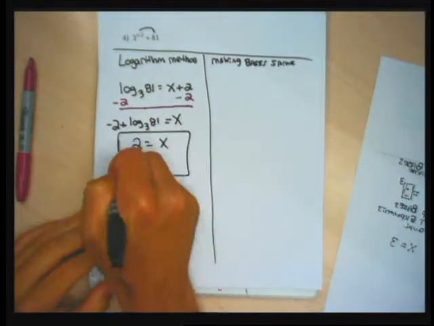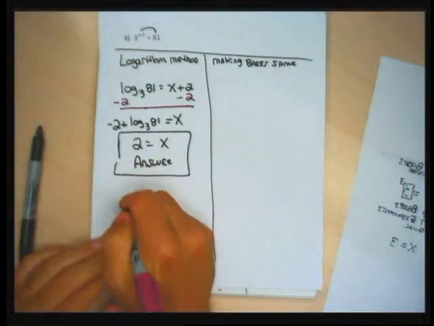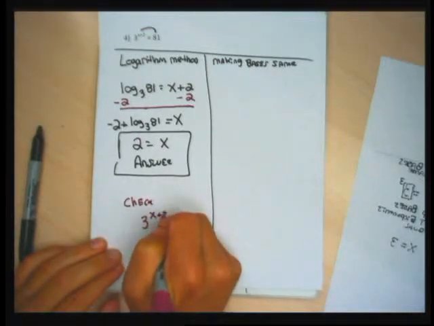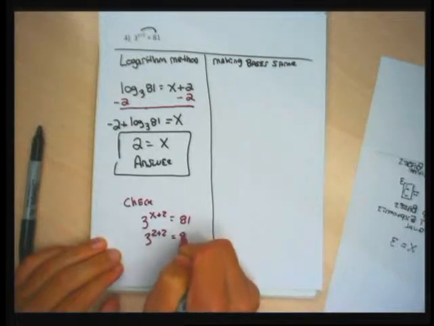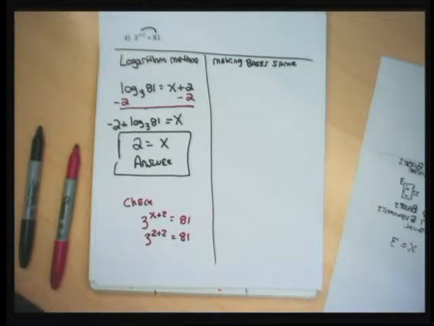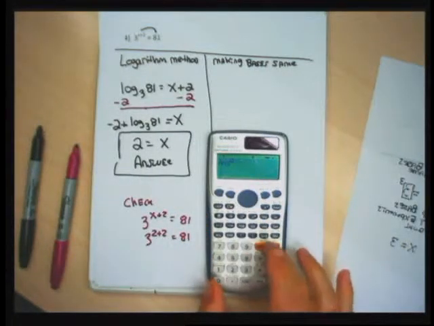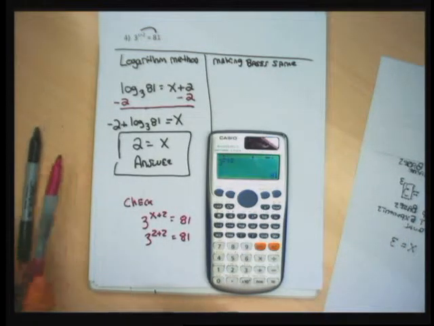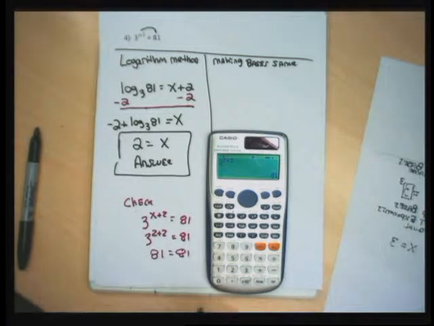I believe that's the answer. And again, I just solved a problem that has an equal sign. I absolutely should check. So I should check that 3 to the x plus 2 power equals 81. That means I'm checking that 3 to the 2 plus 2 power is 81. I could do that in my head. I know 3 to the 2 plus 2 is 3 to the 4th power. 3 to the 4th power is 81. But with my calculator, it also checks. So I know that 2 is the correct answer. And I'm done. I won't have to use the other strategy for solving the problem, but I'm going to.